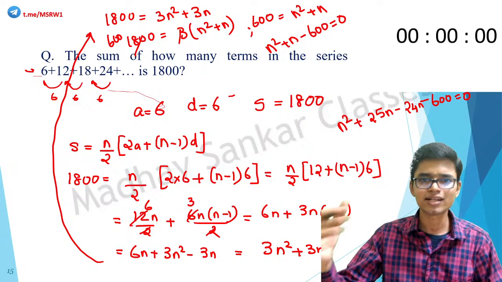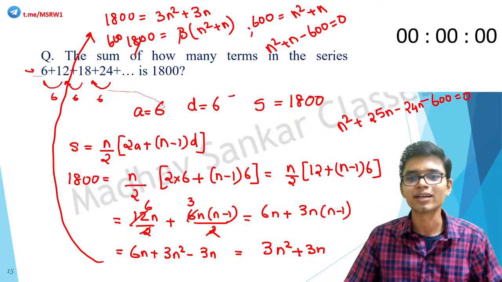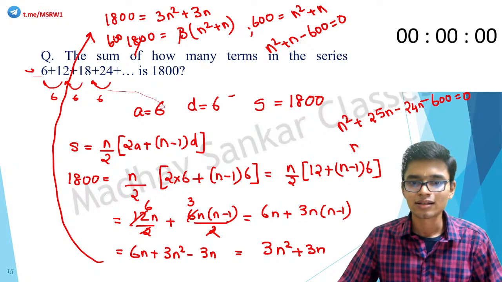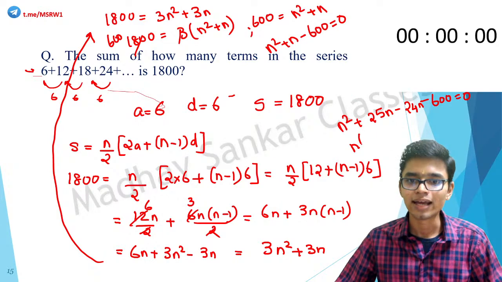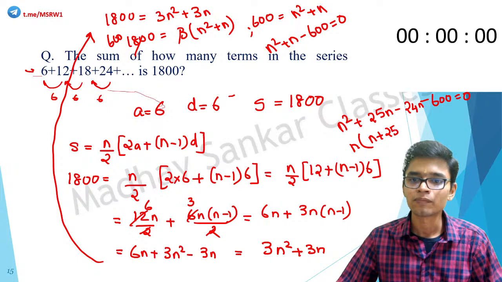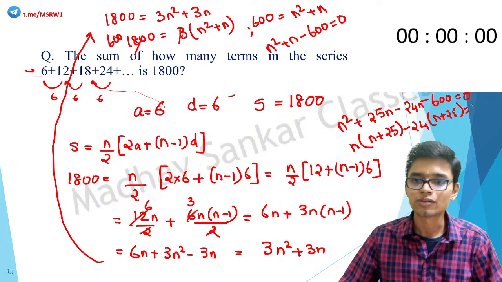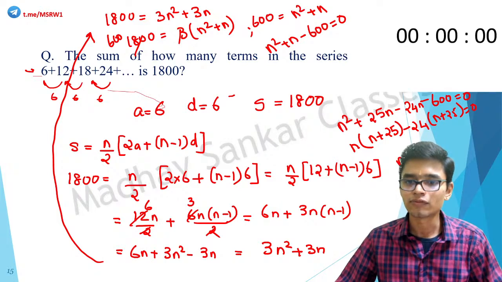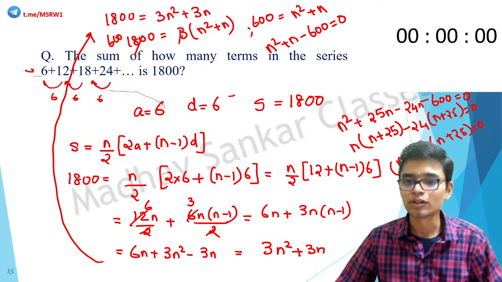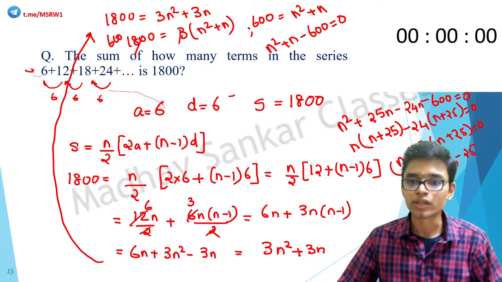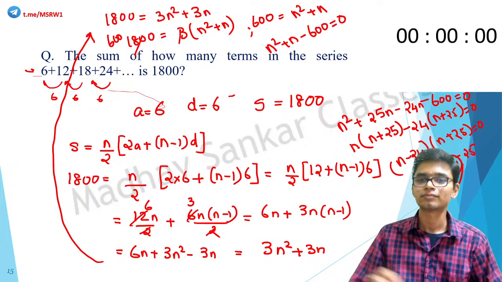That is something that we study in school. I hope you know it. Okay. So again, now we just take out the common values and find the answer. n into n plus 25 minus 24 into n plus 25 is equal to 0. So n minus 24 into n plus 25 is equal to 0. So n is equal to 24 or minus 25. n cannot be negative, so the answer is 24.